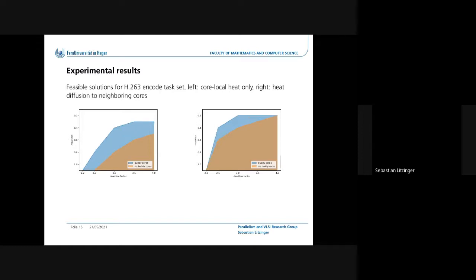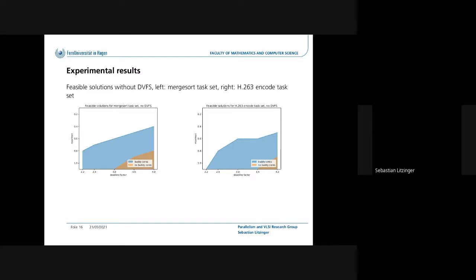And this is pretty much the same here for the H263 encode task set. Looks a bit different, but more or less you observe the same effect. This is another experiment we did where we did not allow frequency scaling, so where the cores ran at maximum frequency for the whole time.